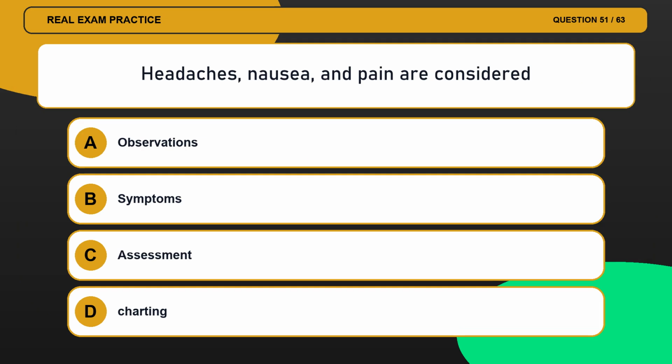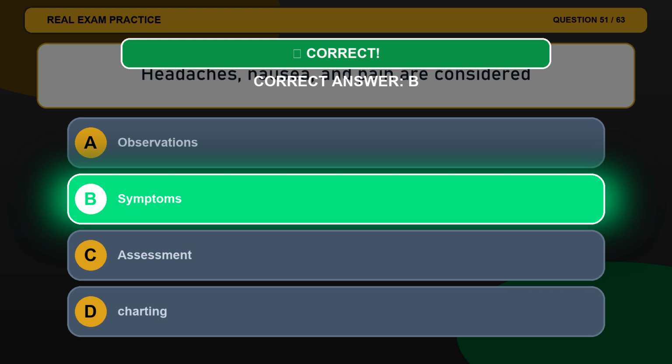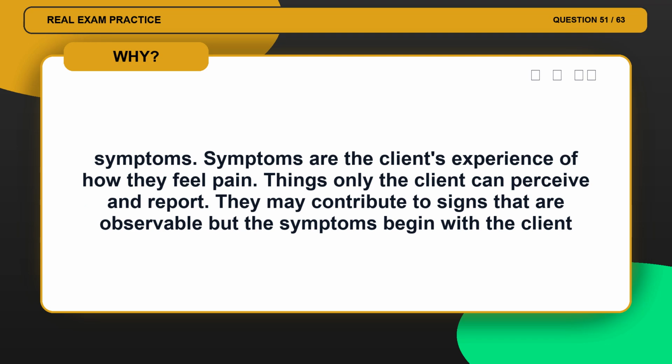Question 51. Headaches, nausea, and pain are considered: Option A, observations. Option B, symptoms. Option C, assessment. Option D, charting. The correct answer is option B, symptoms. Symptoms are the client's experience of how they feel pain. Things only the client can perceive and report. They may contribute to signs that are observable, but the symptoms begin with the client.